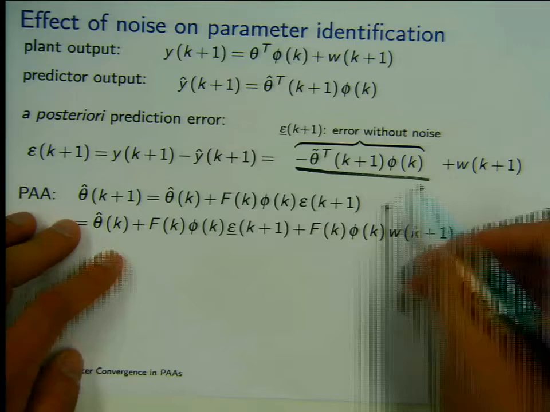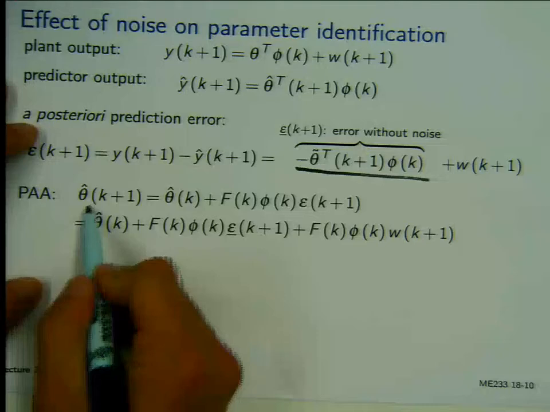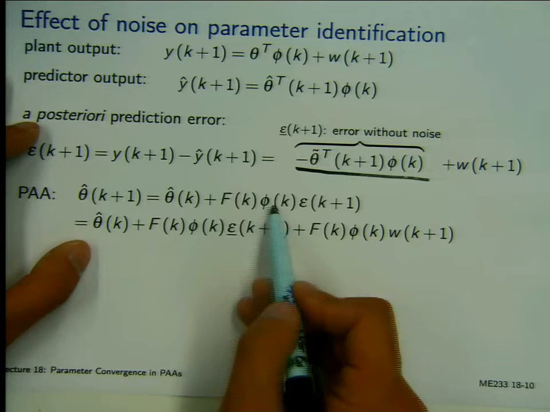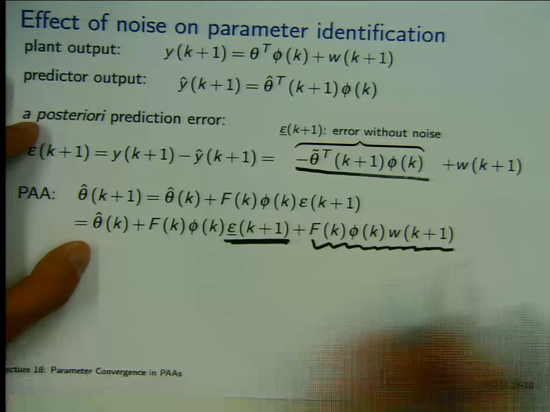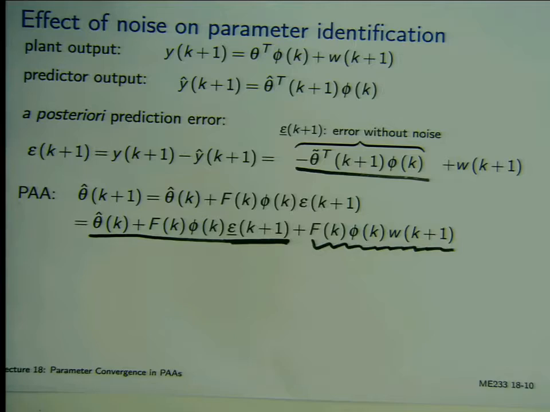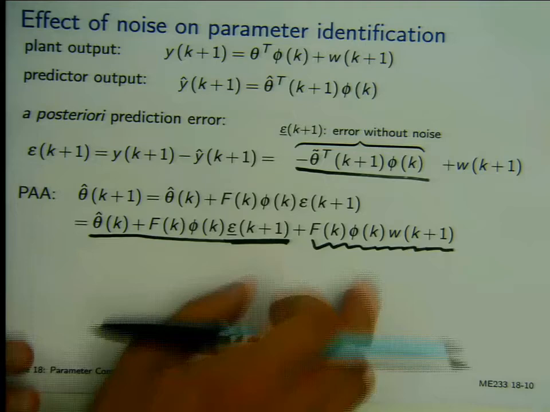If you have this as your prediction error and you put it in your parameter adaptation algorithm, then you are going to have F phi times epsilon underbar, which is the case without noise, plus this effect of noise. The first part of the right-hand side looks exactly the same as the previous results. So now, here is the effect of the noise.